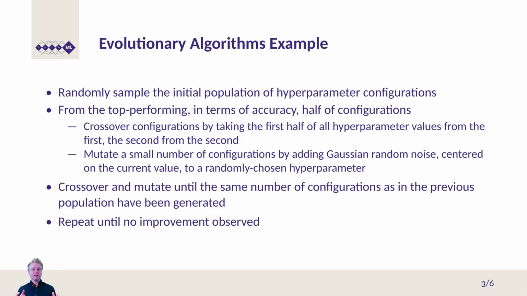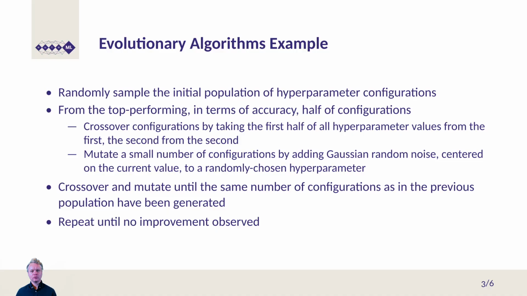Mutation could look even easier, where we randomly choose a hyperparameter of the configuration that we want to mutate, and we apply Gaussian random noise centered around the current value. It becomes a little bit more difficult if we're talking about categorical hyperparameter values, but there we can make this work as well. So we apply crossover and mutation until we have generated the same number of configurations as in the previous population, and then we promote it to the next generation. And we simply repeat that until, for example, no further improvement is observed, or until we have exhausted our budget.